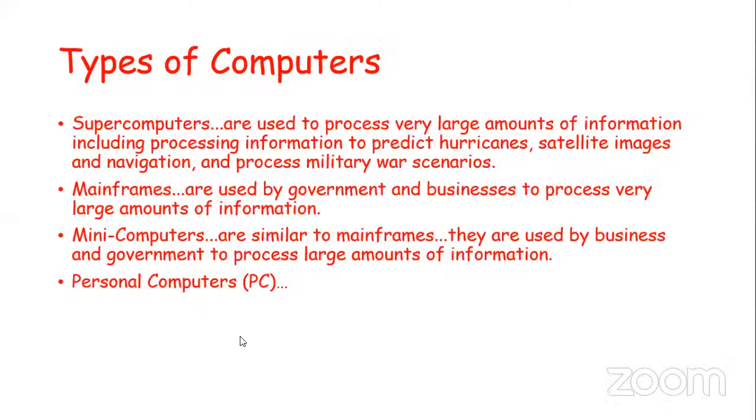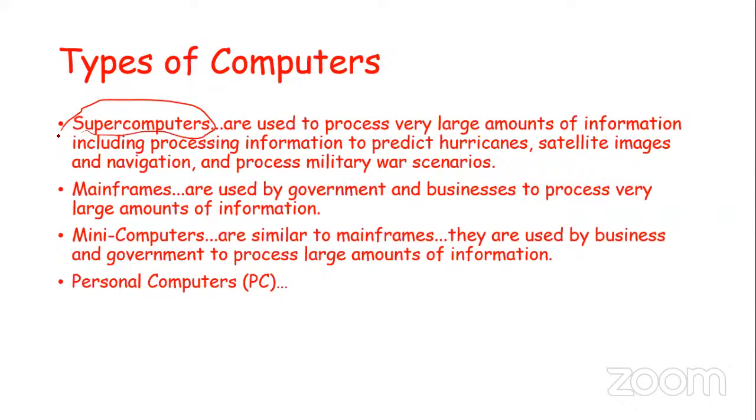So let's start with understanding the types of computers that we might have. The first type of computers that we might have is something that we call supercomputers. These are computers that are used to process a large amount of information, and are used to make predictions of huge events in the world. For instance, events such as hurricanes, satellite images, and navigations, as well as to process military war scenarios. So the government will use those supercomputers.